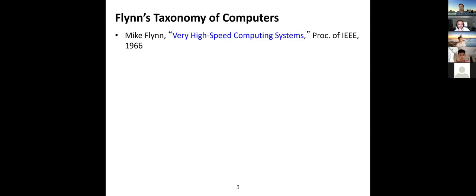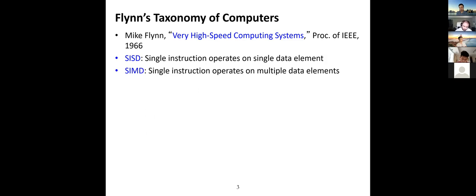Okay, so we first start with Flynn's taxonomy of computers that was introduced back in 1966 by Mike Flynn. So there are 4 major types of architectures. There's obviously single instruction that operates on single data elements. That's called SISD, right? There is SIMD that I guess a lot of you have heard about if you do some low-level optimizations on modern CPUs. So this is single instructions operating on multiple data elements.